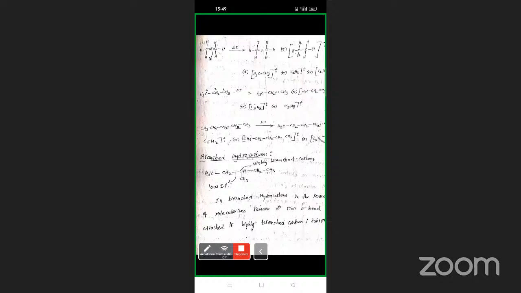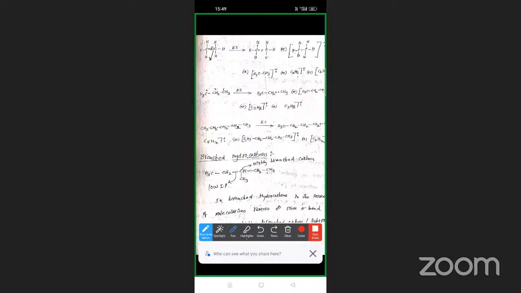And the next condition is if a branched hydrocarbon is there. In that case, which bond electrons need to be removed in order to generate the molecular ion? You can remove the straight chain carbon bond electron, or a CH bond electron, or the branched carbon electrons. So which removal of electron is feasible here?